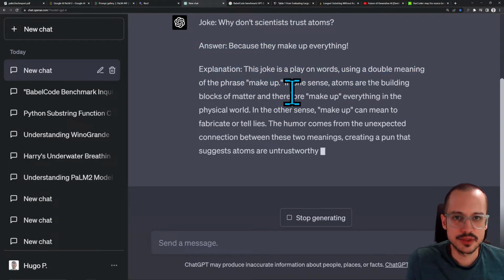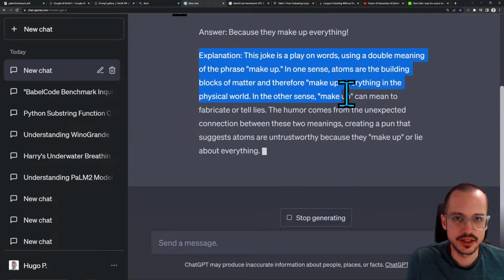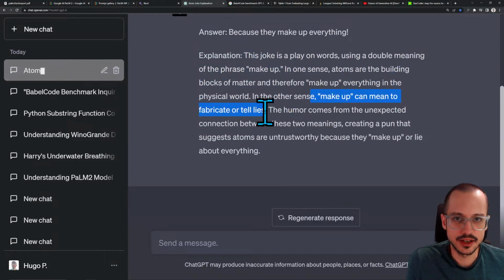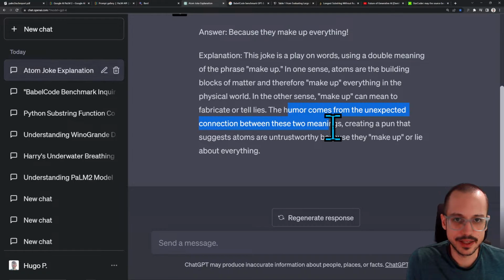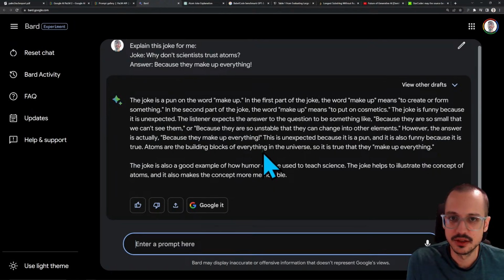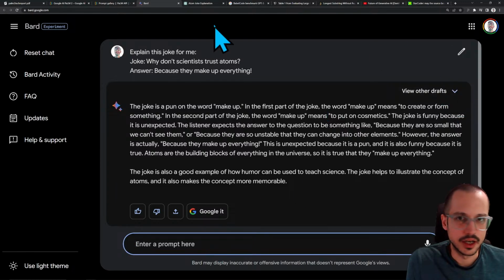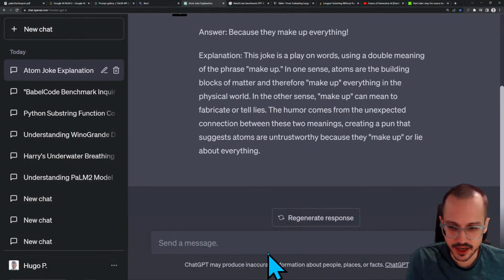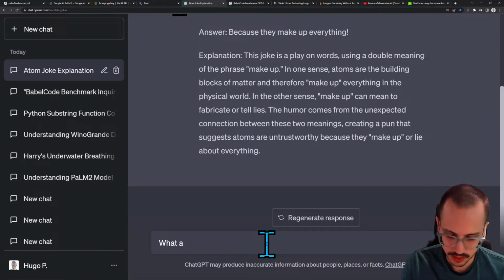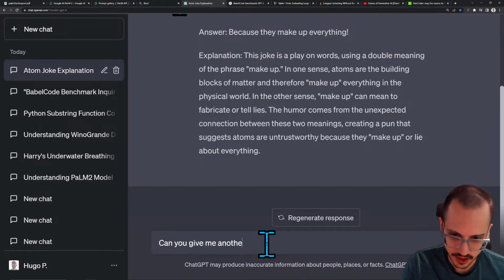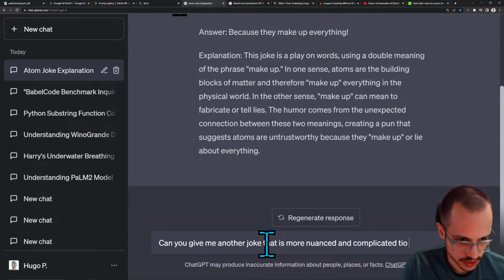In one sense, atoms are the building blocks and therefore make up everything. In the other sense, makeup can mean fabricate or tell lies. The humor comes from the unexpected connection between these two meanings. Yeah, I mean, that was an easy joke. What about, can you give me another joke that is more nuanced and complicated to explain or to understand?